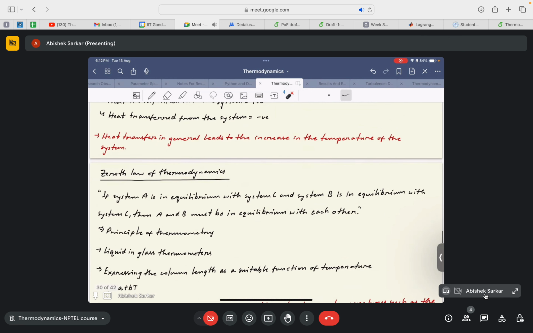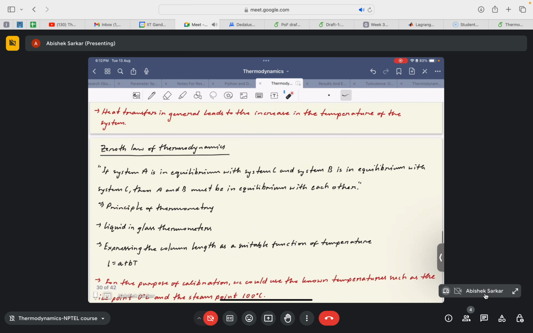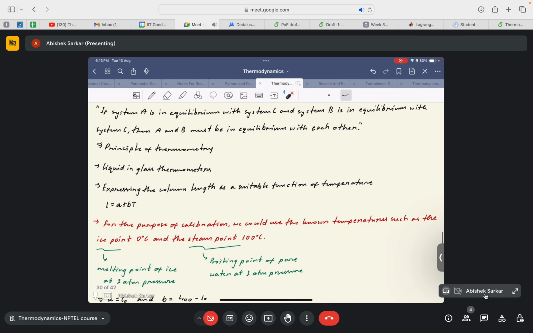Then we discuss the zeroth law of thermodynamics. The zeroth law of thermodynamics states that if a system A is in equilibrium with a system C, and system B is also in equilibrium with system C, then both A and B must be in equilibrium with each other. This zeroth law of thermodynamics is implemented primarily in the principle of thermometry, and Professor Anand might have discussed a lot of examples of different types of thermometers.